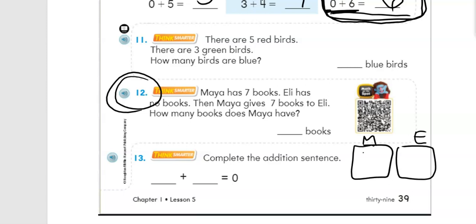Maya has 7. 1, 2, 3, 4, 5, 6, 7 books. Eli has no books. So when we see the word no, that means he doesn't have any. So he has 0. Then Maya gives her 7 books to Eli. So now Maya gets rid of all of her books and gives them to Eli. 1, 2, 3, 4, 5, 6, 7. Now it wants to know, how many books does Maya have?